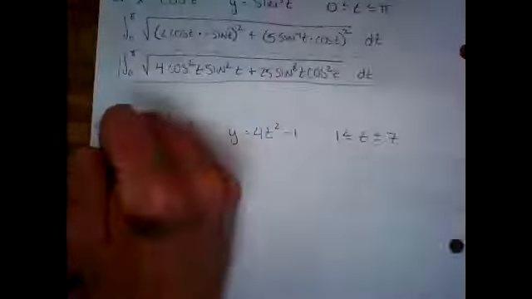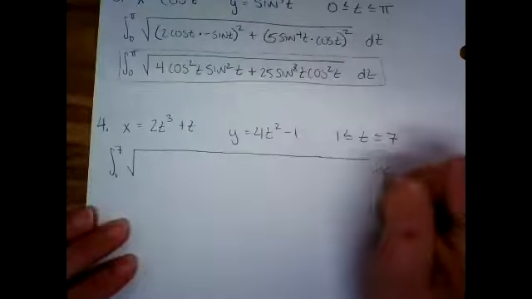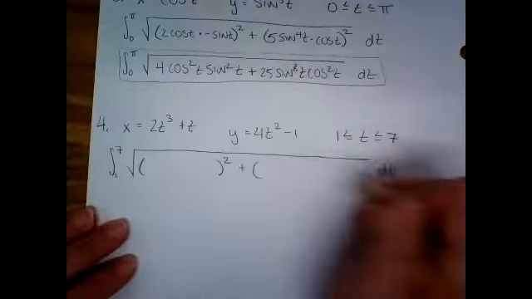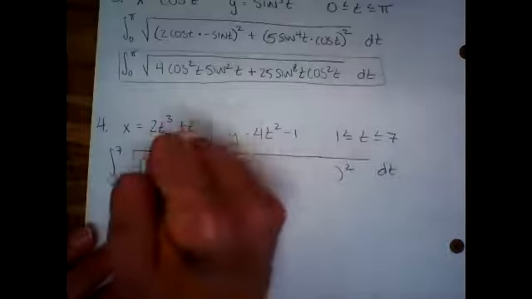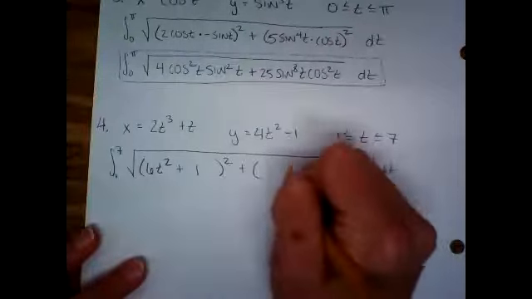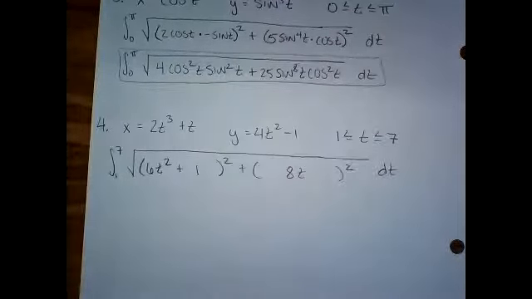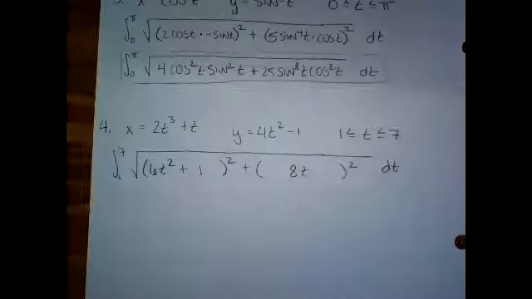Right, so this would be integral 1 to 7, gigantic square root, and then inside blank squared plus blank squared. So derivative of x, that would be 6t squared plus 1. And then derivative of y would just be 8t. So this one's actually going to sharpen our algebra skills more than anything else. When you do 6t squared plus 1 squared, you have 6t squared plus 1, 6t squared plus 1, and you have to distribute all of that to each other.